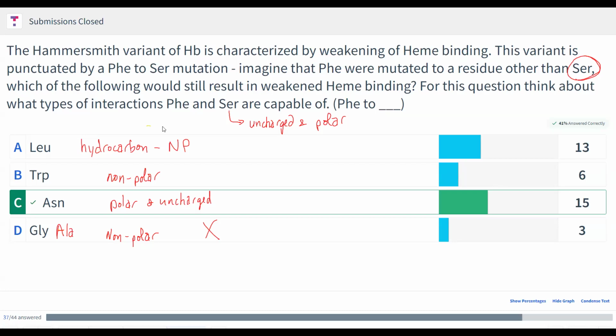So you're mutating from phenylalanine to something other than serine, but you want it to be as close to serine as possible. Think about the structure of serine and go ahead and provide an answer. I'll give you a little bit of time for that. So we want it to be polar and uncharged, but think about what serine has. And I'll go ahead and draw serine's structure, or its R group. I'll label this as BB for backbone.